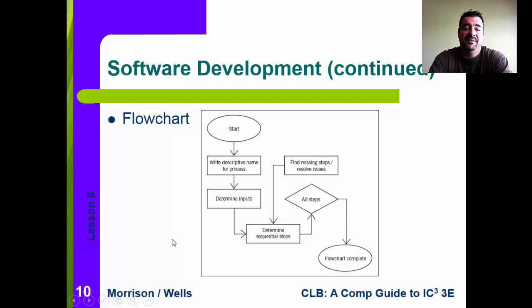This is an example of a real basic flowchart, and it's just kind of the defining process of setting up software. But you have to start, and it's a big circle. You write a descriptive name for the process. That may be, okay, we're gonna make mac and cheese. Determine your inputs. Well, you're going to need milk, butter, macaroni, water, heat, a pot, hopefully a spoon. So what we're doing is listing all the things that we need, and from that point we're going to develop our sequential steps, and that builds a little bit more of the flowchart.